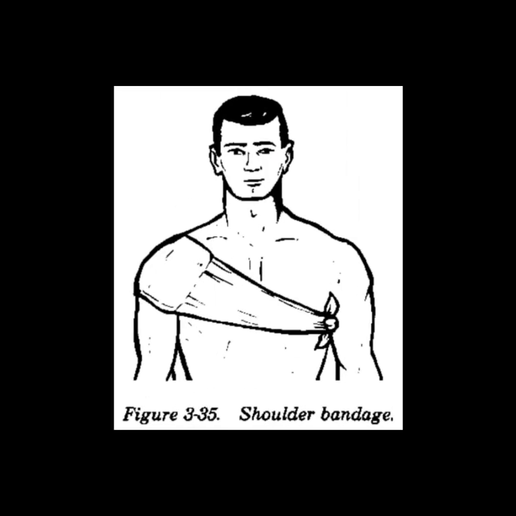Shoulder bandage. 1. Take one bandage across the chest and the other across the back and under the arm opposite the injured shoulder. 2. Tie the ends with a non-slip knot.